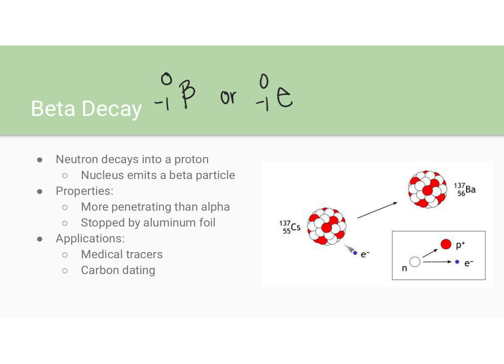Okay. These types of particles are a little bit more penetrating than alpha. So if you held up beta radiation in front of paper, it can go through paper. But if you were to hold up aluminum foil, the aluminum foil would stop it. Okay. Some real life applications, they're used in medical tracers and then carbon dating. So trying to figure out how old things are.